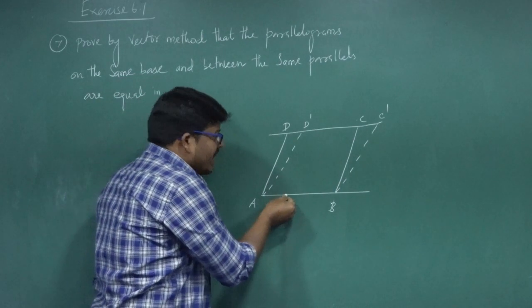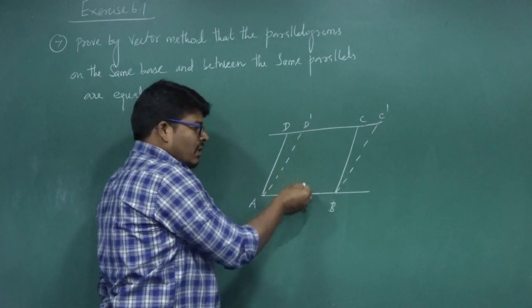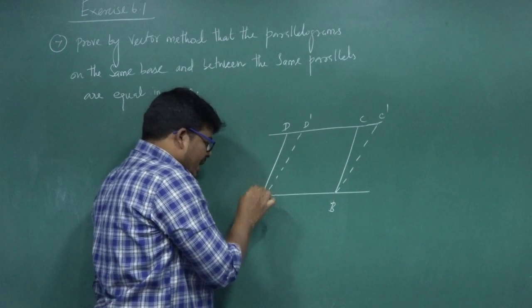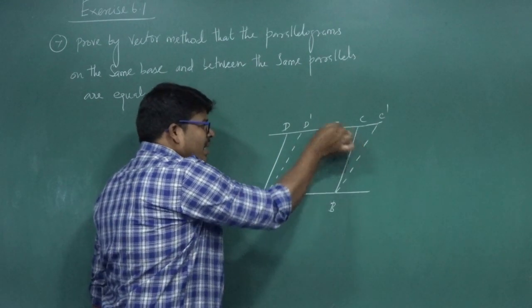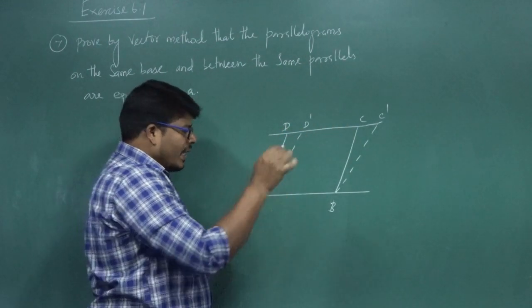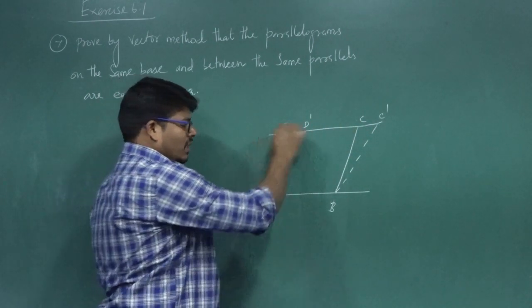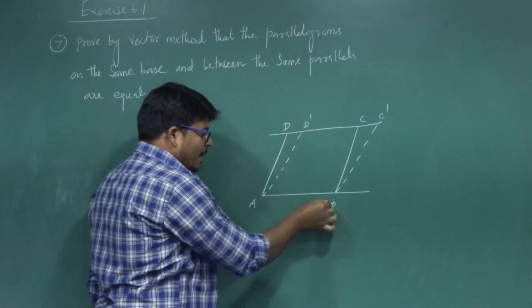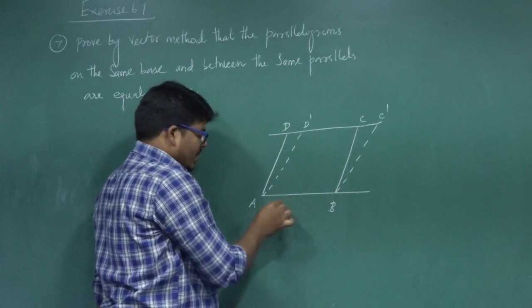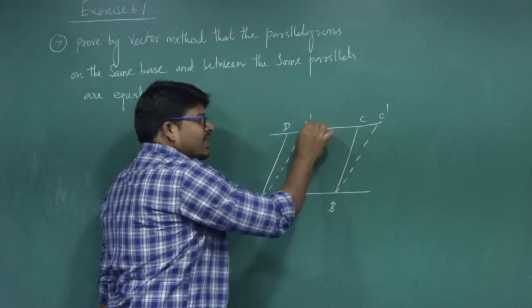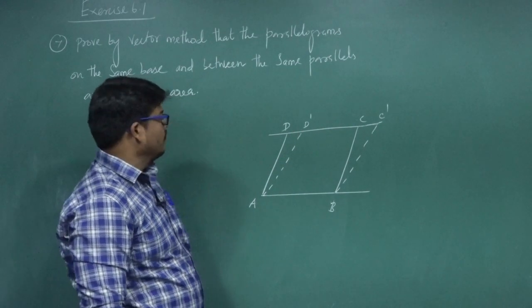They have the same base and the same parallel lines. We have to prove the result: the area of parallelogram ABCD is equal to the area of parallelogram ABC'D'.